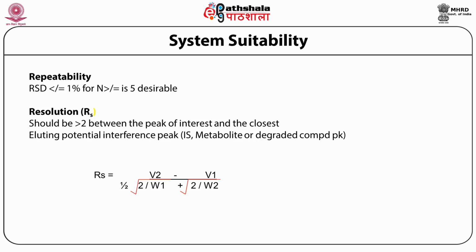Next is resolution. Resolution should be more than 2 between the peak of interest and the closest eluting potential interference peak. For example, it could be an internal standard, or it could be a metabolite or a degraded compound which is coming next to it, which is calculated by this equation.